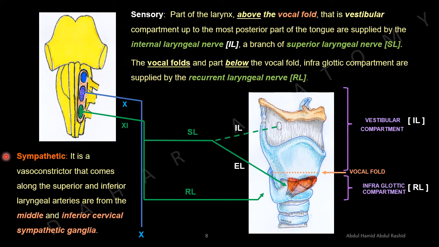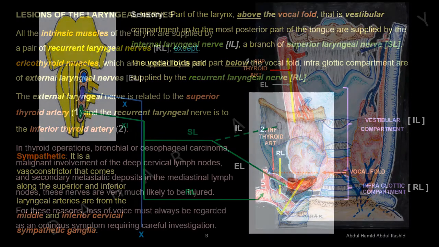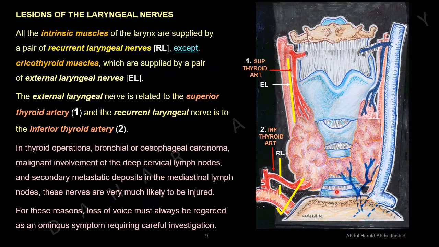Sympathetic. It is vasoconstrictor that comes along the superior and inferior laryngeal arteries, which come from the middle and inferior cervical sympathetic ganglia. Look at the diagram, anterior view of the larynx. This is lateral lobes of the thyroid, and this is isthmus of the thyroid.